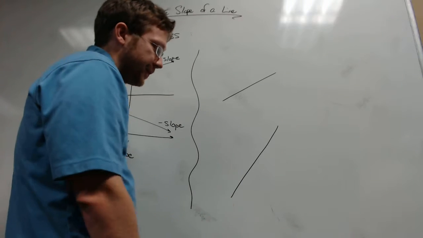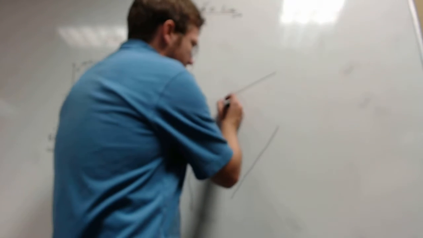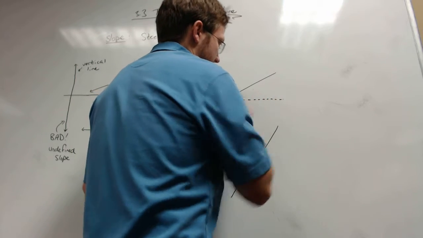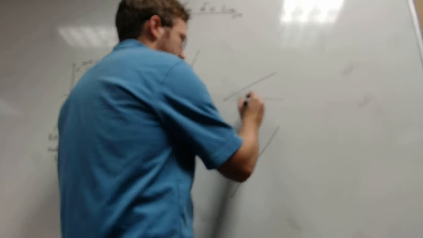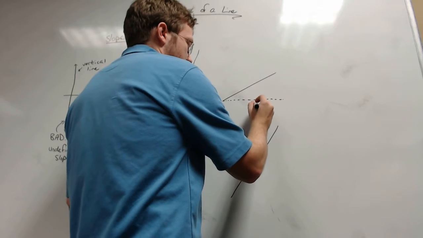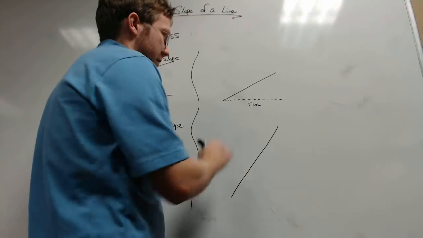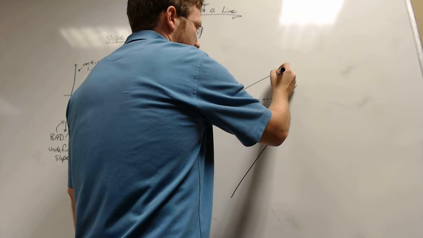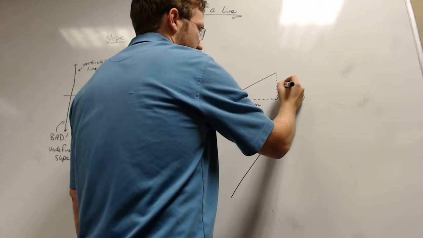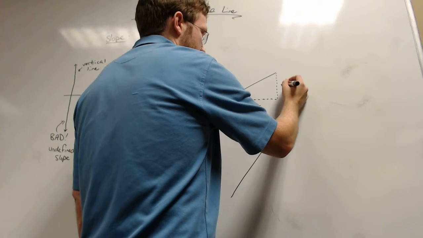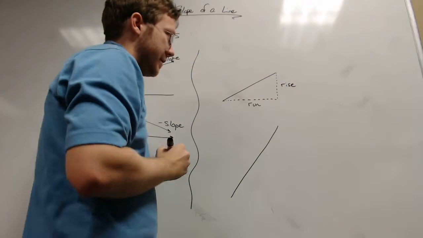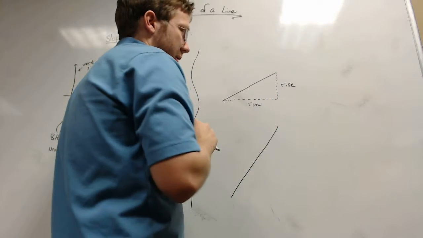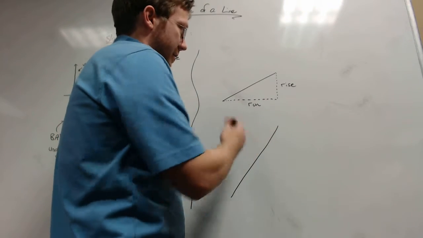Well, how we do it is, if this line travels a horizontal distance, let's call this the run. So horizontally is how much we run, and it travels a vertical distance, and let's call that the rise. And if we compare these two, we can get a feel for how steep my line is.